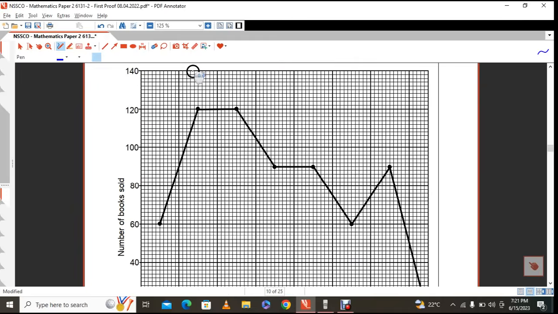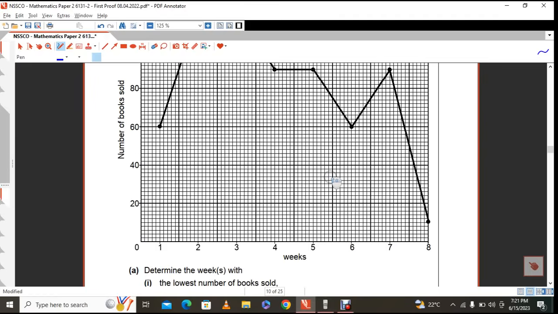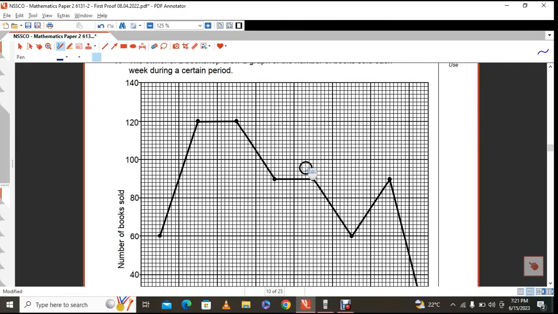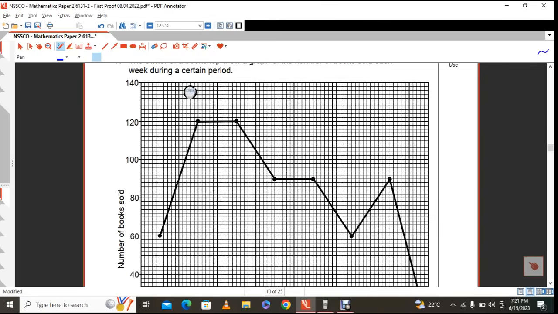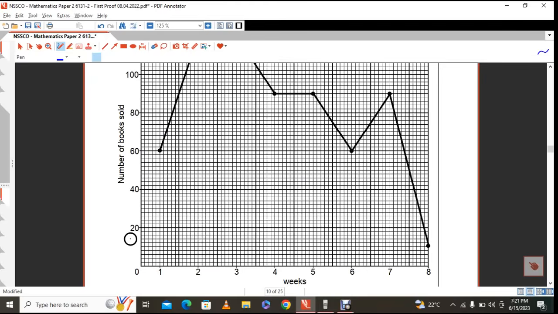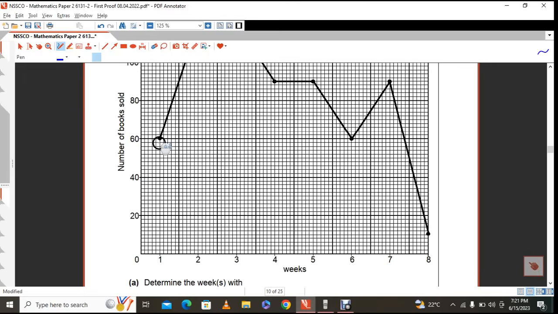Question 11, this is a horror show of a graph, the fact that it's so big, okay? So I'll minimize, but I'm going to scroll up and down. The owner of a bookshop drew a graph of the number of books sold each week during a certain period. So on the y-axis, you have the number of books that are sold. It goes all the way up to 140.